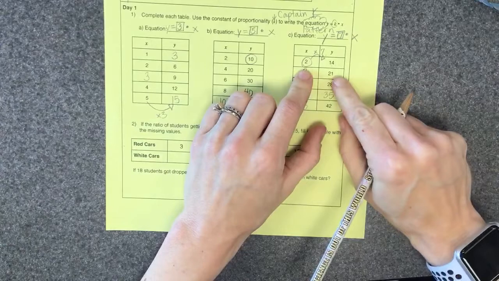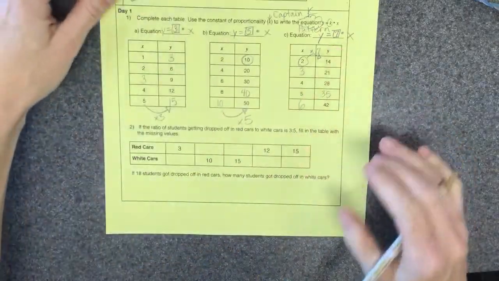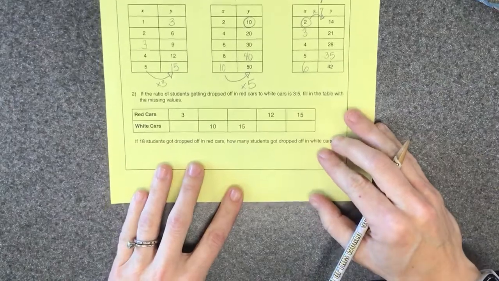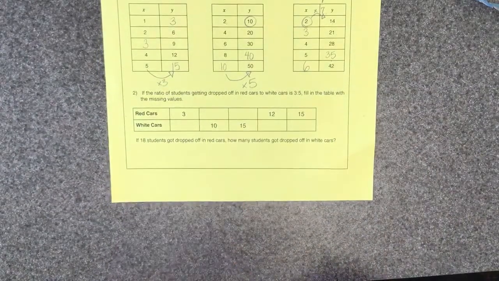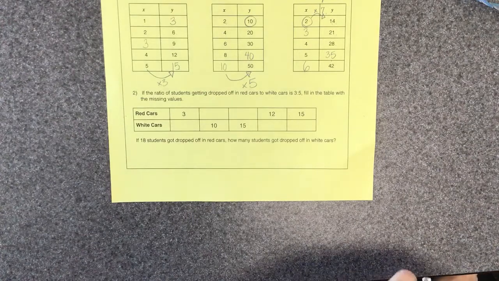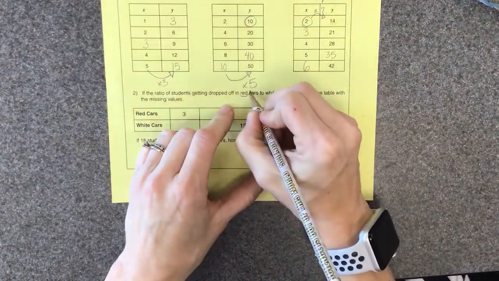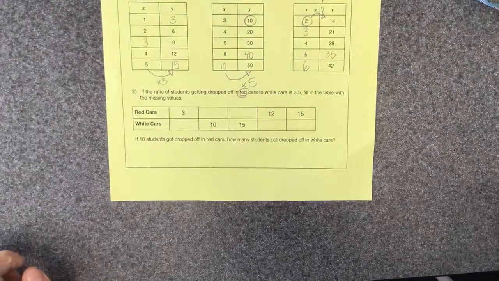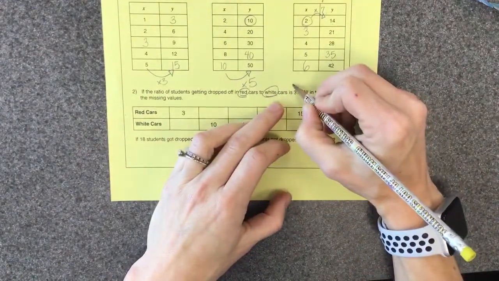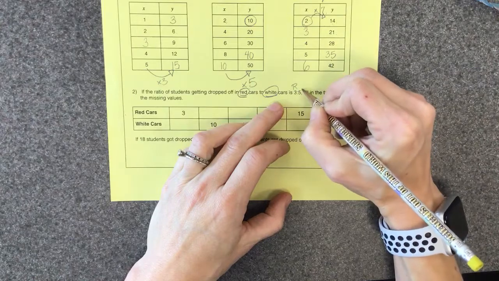All right. So let's move along. Read number 2. If the ratio of students getting dropped off in red cars to white cars is 3 to 5, fill in the table with the missing values.